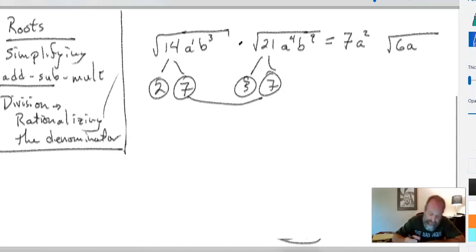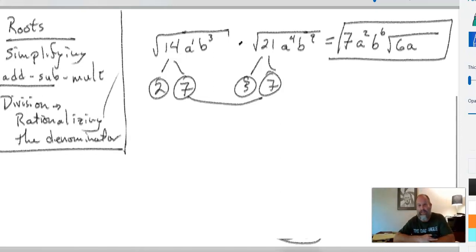Then with the b's, you notice I have b to the 3rd and b to the 9th. So that means I have 12 b's altogether. How many pairs of b's can I get out of that? 6. That's right, you can get 6 out of it. So this is b to the 6th. Are there any remainders? No, that's right, there's no remainders. So I'm not going to write anything inside. And so even without multiplying this out first, I can still come directly to the answer. And it's kind of nice working it out that way, to be honest.